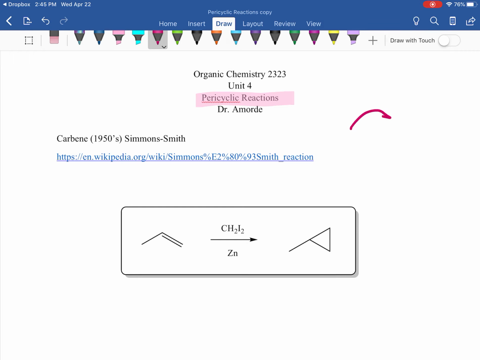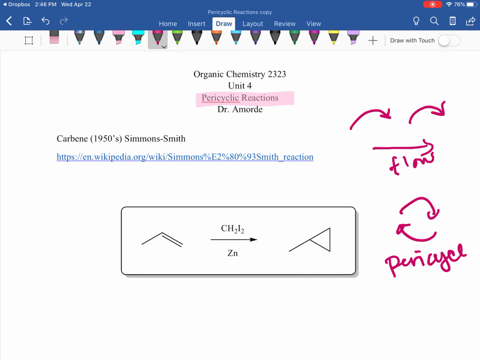Let's define pericyclic. That means within a cycle or within the cycle. What that's gonna mean when we draw our mechanisms is that we typically draw a polar mechanism with a nice flow of our arrows. We flow with those electrons. We're going to flow in this case as well, but we're going to flow in a ring. That is what pericyclic means. We're going to start and end in a ring.